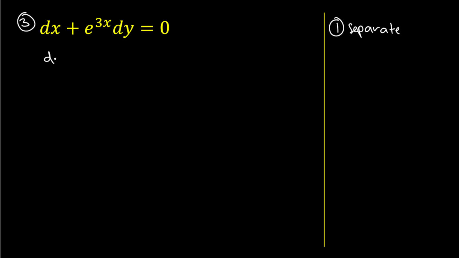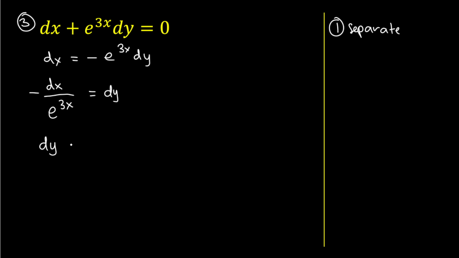So we'll have dx is equal to minus e to the 3x dy. But then we can move this minus e to the 3x to the left hand side, right? So I will have minus dx divided by e to the 3x, and all of that will equal dy. Okay, let's rearrange things so that we can have a nicer look.